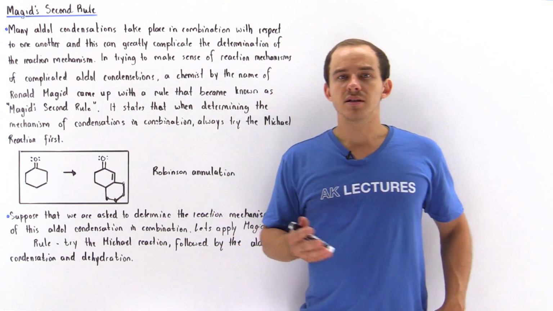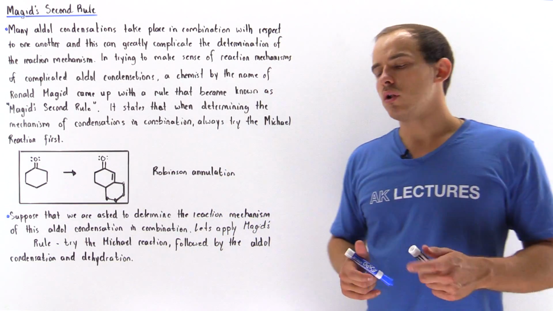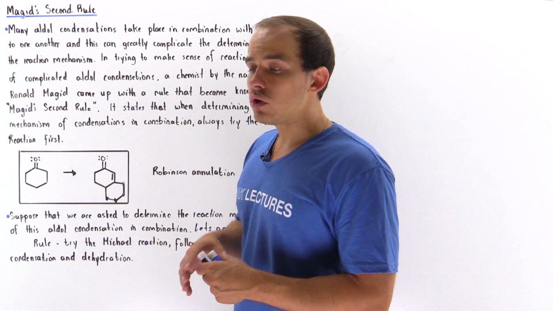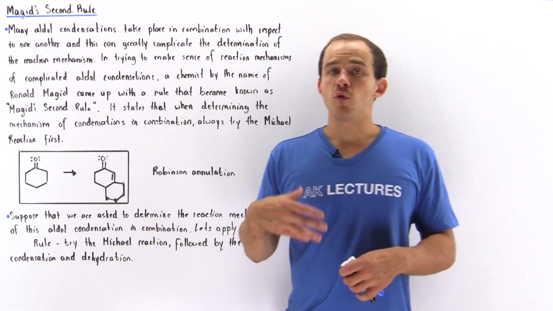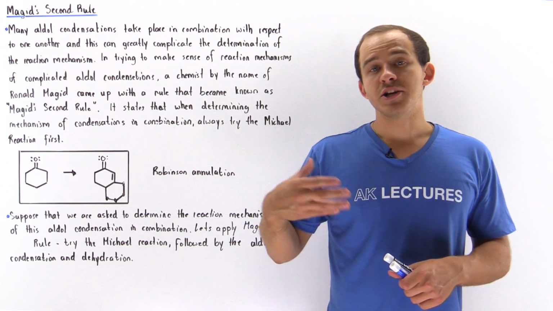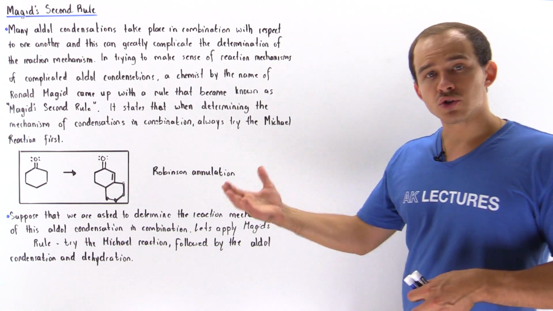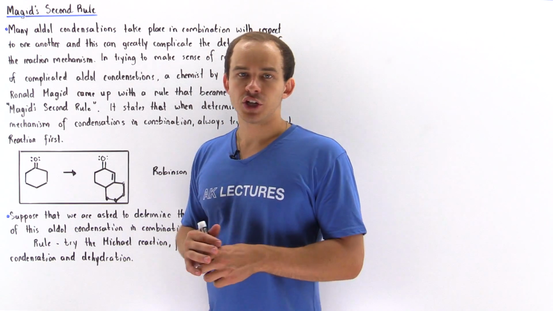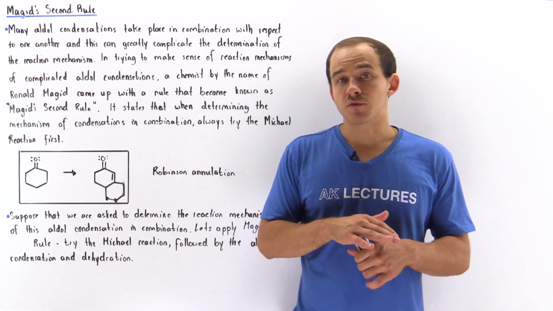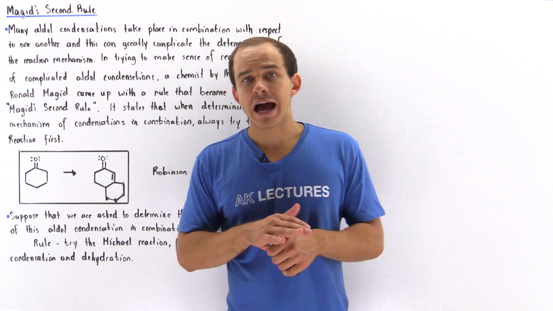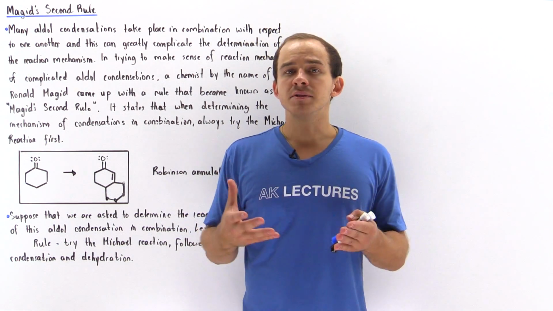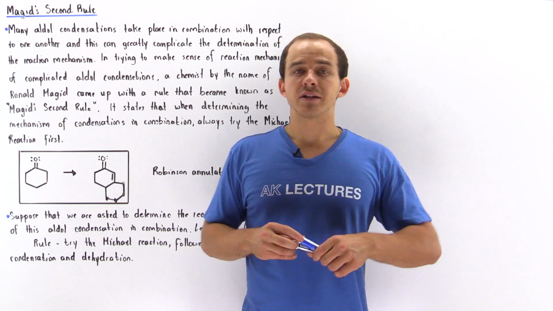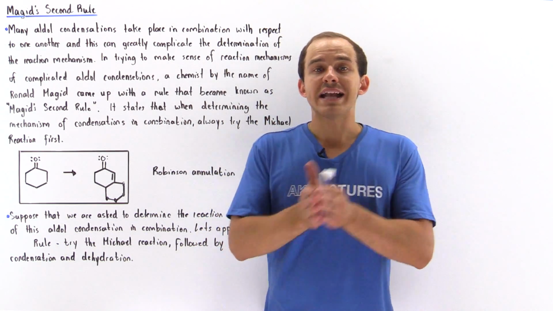So far, we discussed many different types of aldol condensation reactions. We discussed intramolecular aldol condensations, we looked at the Knoevenagel condensation, the Claisen-Schmidt condensation, and other crossed aldol condensations, as well as the Michael reaction. Now, all these different types of aldol condensations can sometimes take place in combination with respect to one another, that is, right after the other.